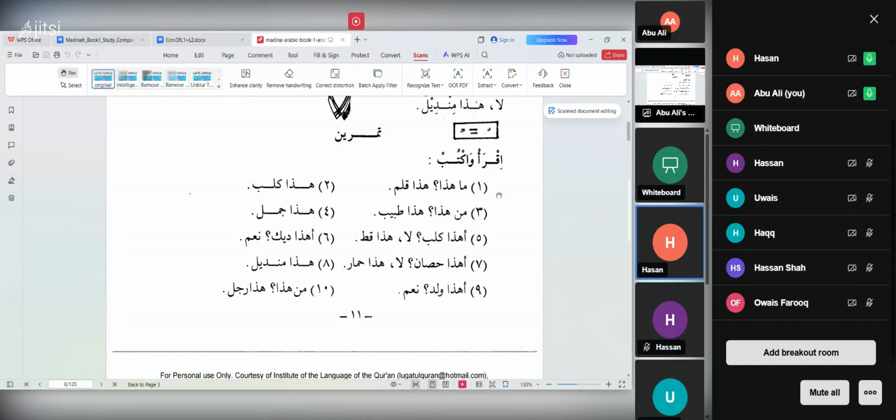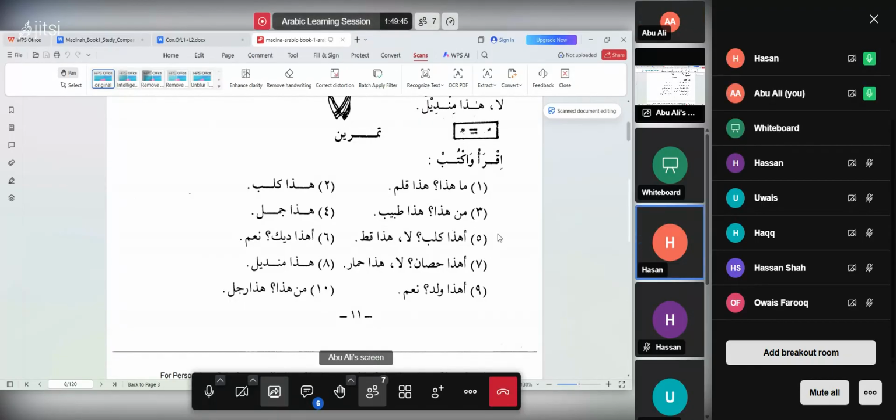Okay. Is that correct? Yes, you passed the test. I wanted to see exactly if you could do the tanween. Okay. Nice, very nice. Oh no, it's from right to left. It's from right to left, brother. This is not Chinese.